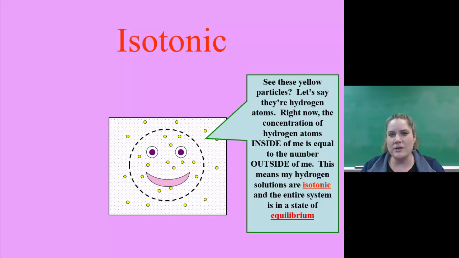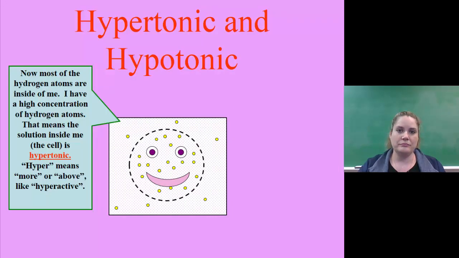Okay? That's an important difference. So put a little star next to it so that you remember to mark the difference between isotonic and equilibrium. Because isotonic is an adjective that describes the two solutions, and equilibrium is a state of being for the cell to be in. All right, now, oftentimes we are not at equilibrium. In fact, if your cells were at equilibrium, that would mean you were dead. So it's better not to be at equilibrium.